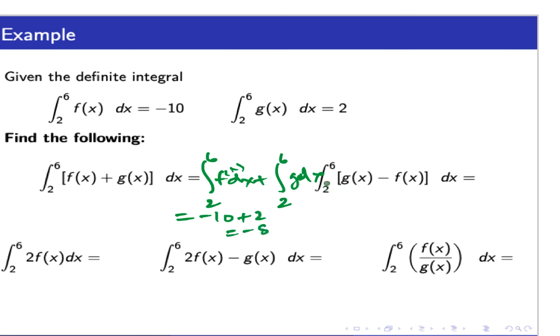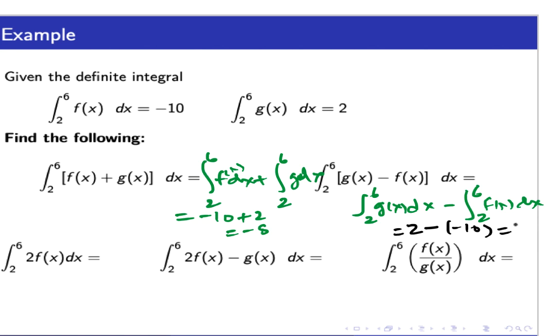Now here we have 2 to 6 of g(x) minus f(x). How are we going to write this one? We're going to write 2 to 6 of g(x) dx, and remember, minus is a constant, you can pull that out, 2 to 6 of f(x) dx. Now, what's 2 to 6 of g(x) dx? 2. Minus, and what is 2 to 6 of f(x) dx? Minus 10. So the answer is 12.